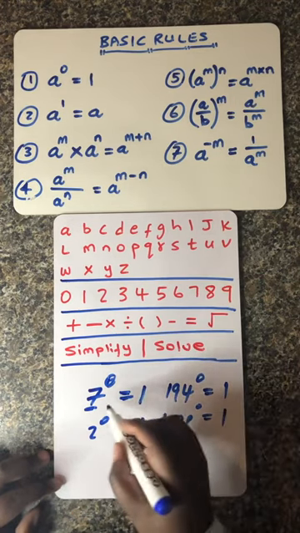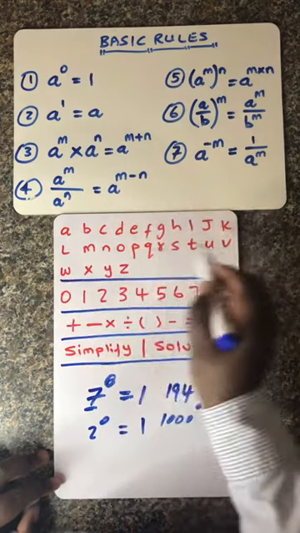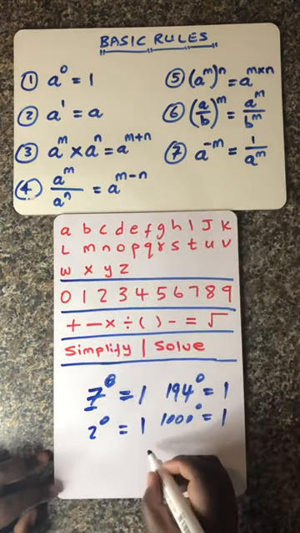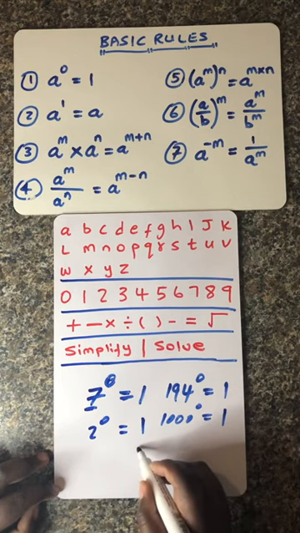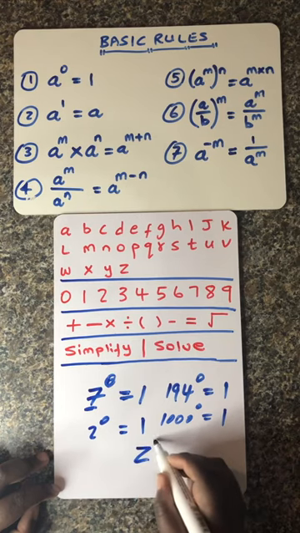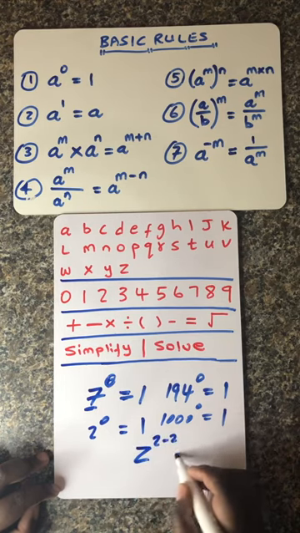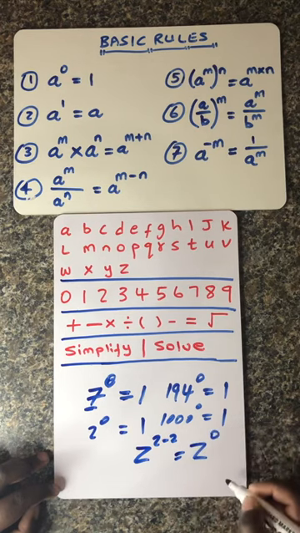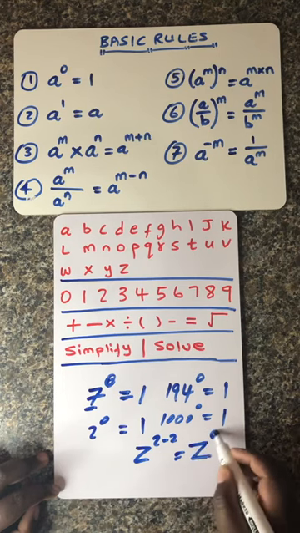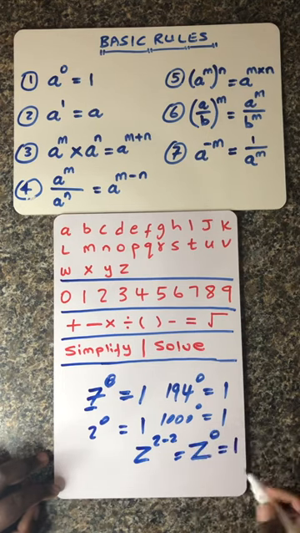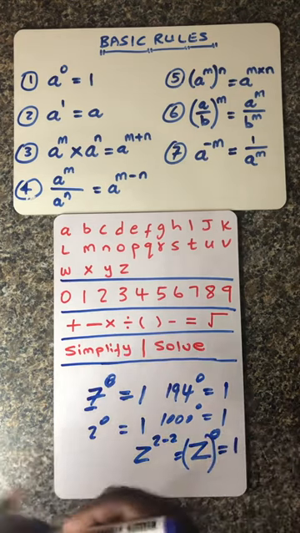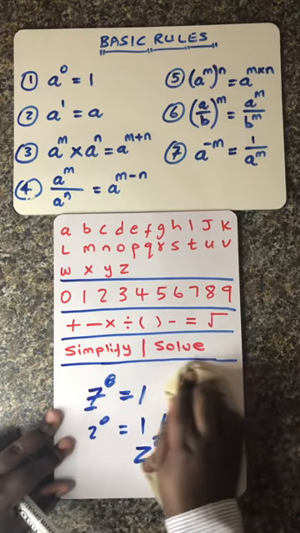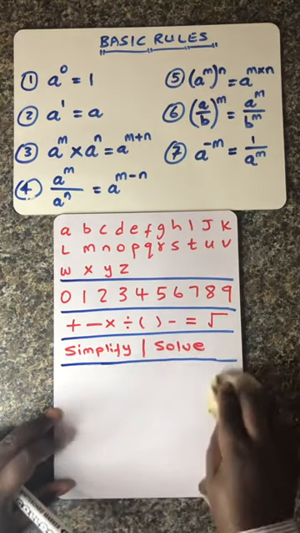It's not just any number, but even with letters, if you are given an equation where you get to a point, let's say z to the exponent 2 minus 2. This is the same as z to the power 0. Why? Because 2 minus 2 equals 0. So guys, z to the power 0 equals 1. Why? Because anything to the exponent 0 equals 1. So in that way, I can say I'm done with the first rule.